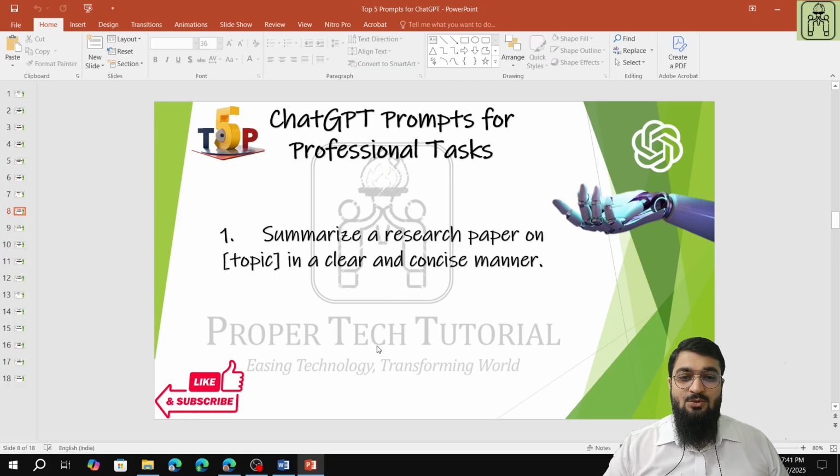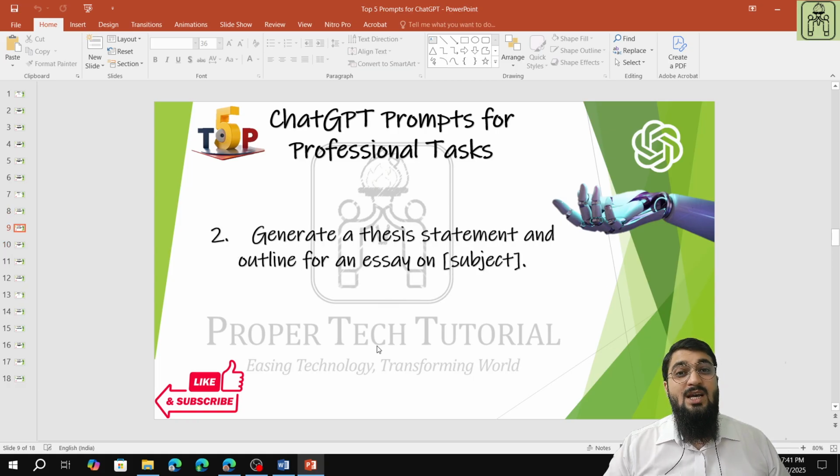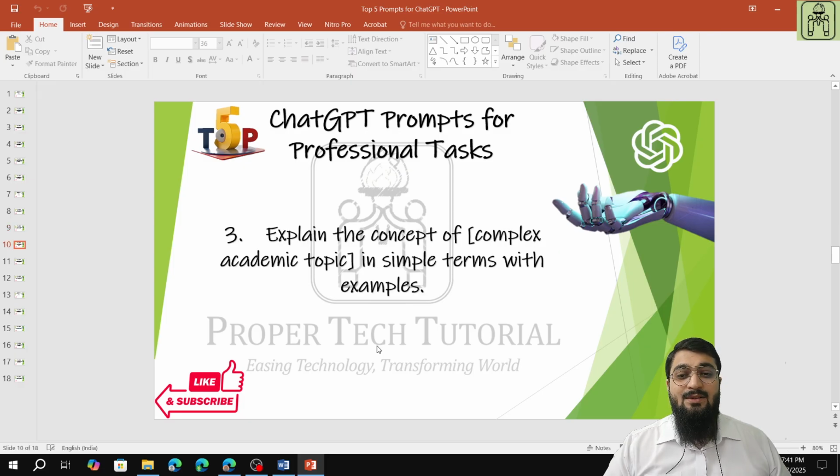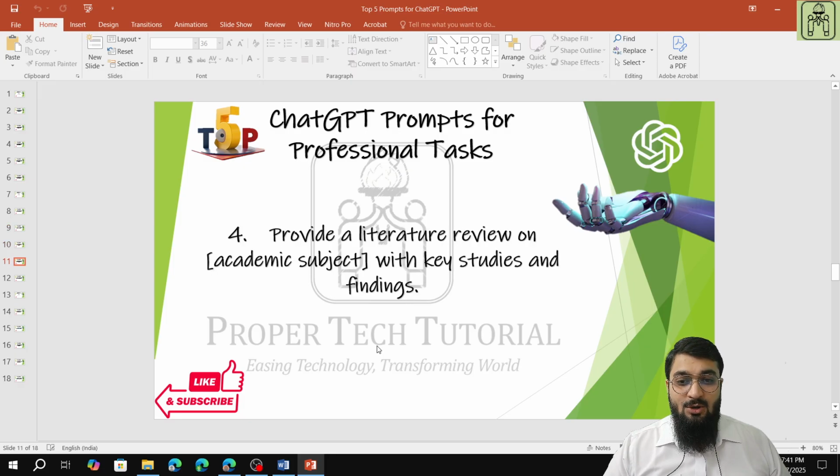So first was to summarize. Next was to refine an idea. Third was to understand the topic. Fourth is to provide a literature review with key studies and findings.